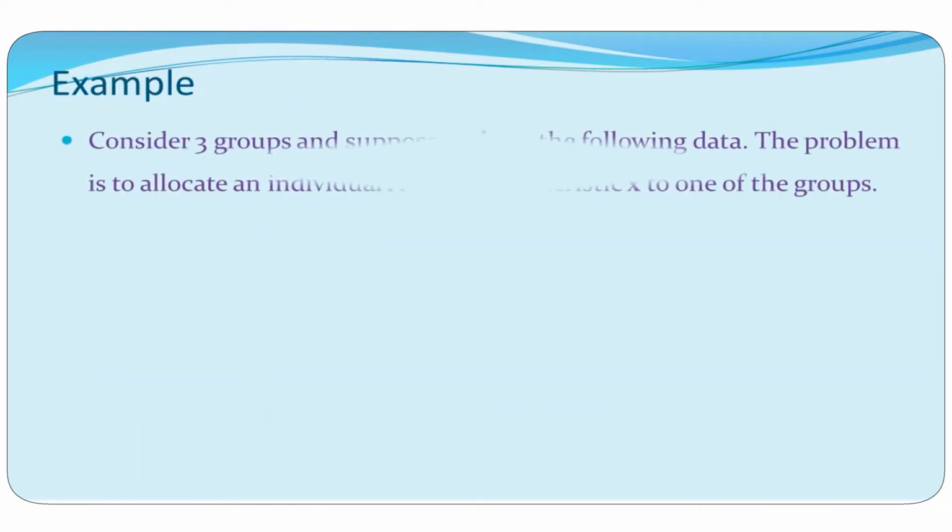Let us look at an example. Now consider three groups, and we will be looking at the following data, and the problem is to allocate an individual A who has a characteristic x to one of the groups.